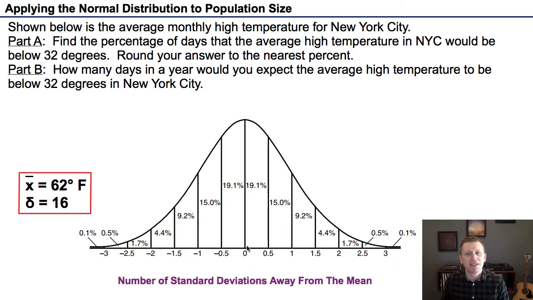First thing we do is place the mean below 0. Then we use the standard deviation of 16 to count one standard deviation above, and so on. 62 plus 16 would be 78. And we continually keep adding 16 degrees just to fill in some of this information. We could do so as well with the information below, subtracting 16 from 62.